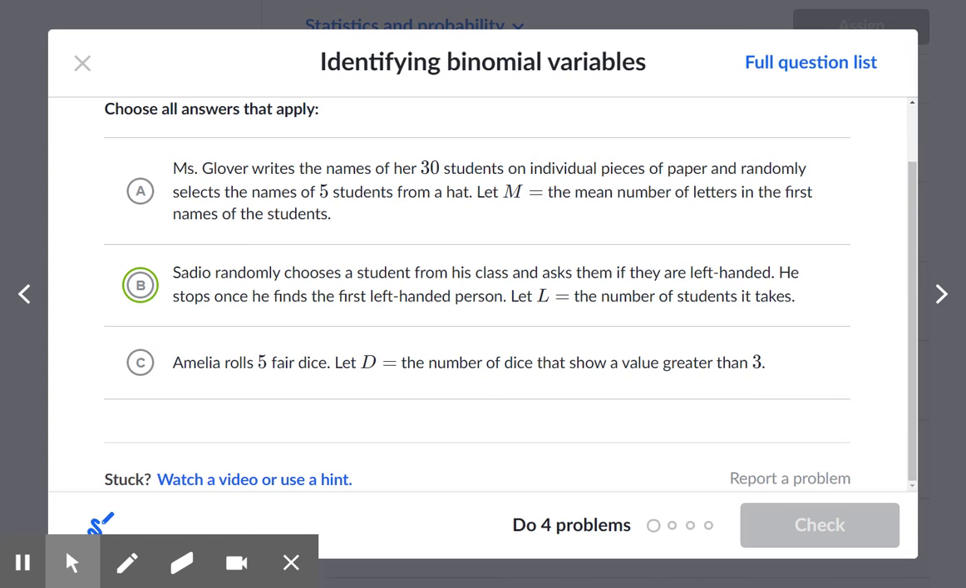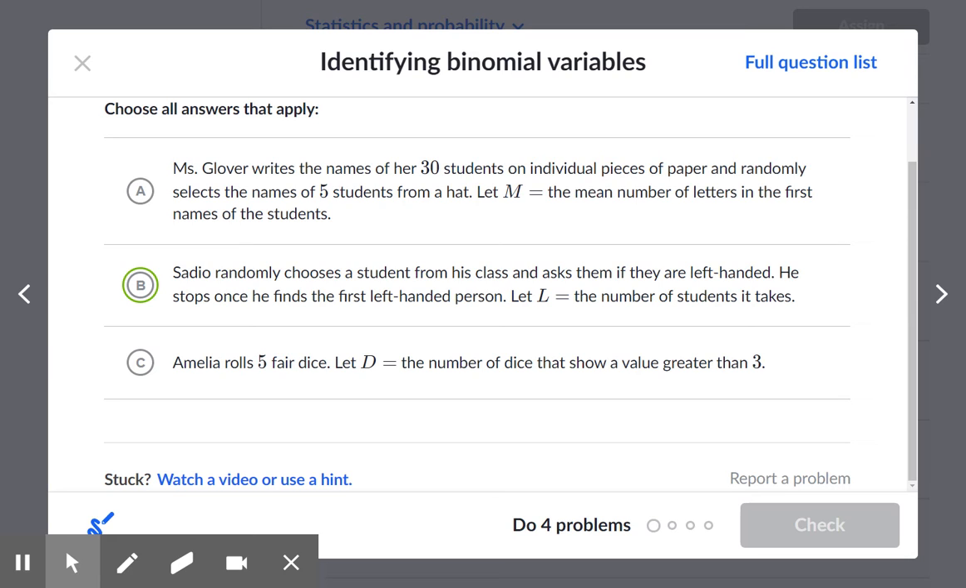What if it takes him 2 people to find the first left-handed person, or 3 people? So the trial is not fixed. How about Amelia? C. Amelia rolls 5 fair dice, and D equals the number of dice that show a value greater than 3.